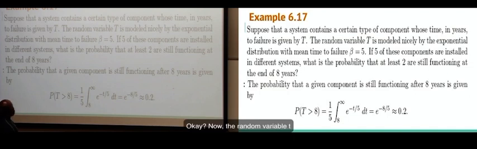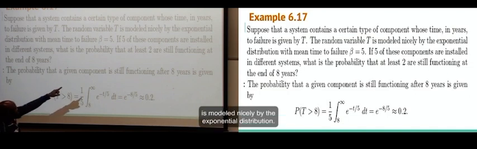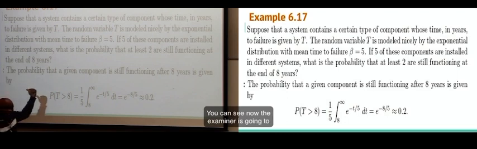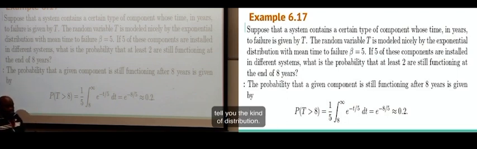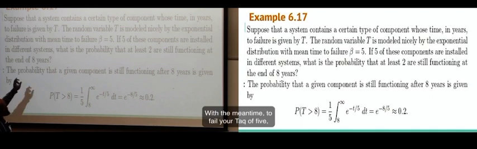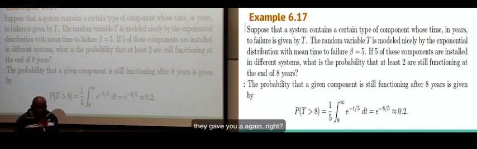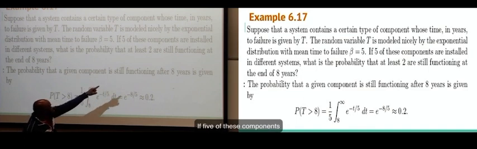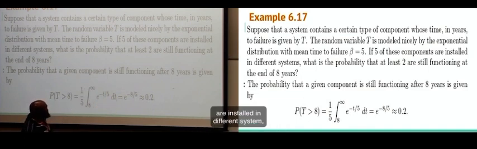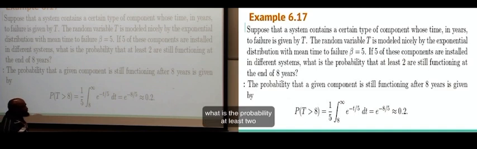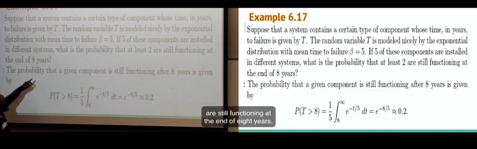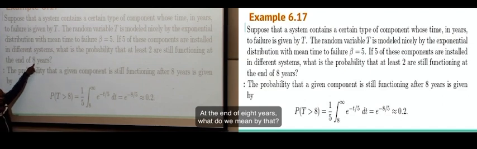Now the random variable t is modeled nicely by the exponential distribution. You can see the examiner is going to tell you the kind of distribution, with a mean time to failure beta equal to 5. They gave you beta again, right? If 5 of these components are installed in different systems, what is the probability that at least 2 are still functioning at the end of 8 years?